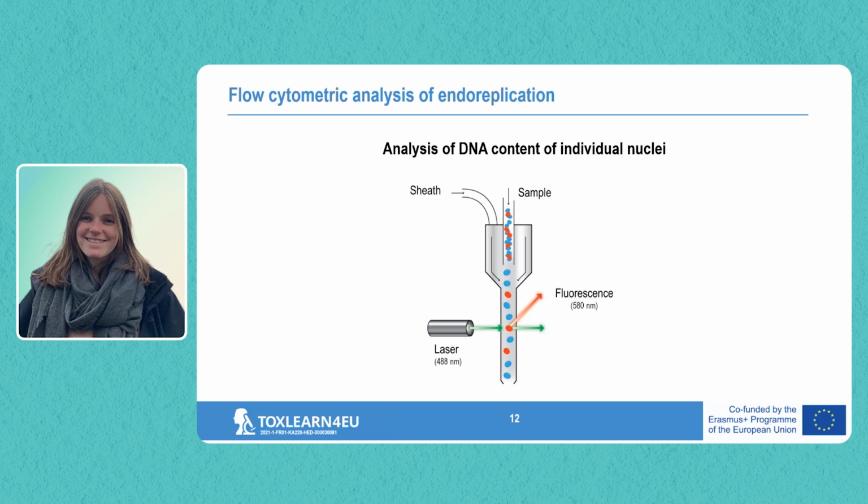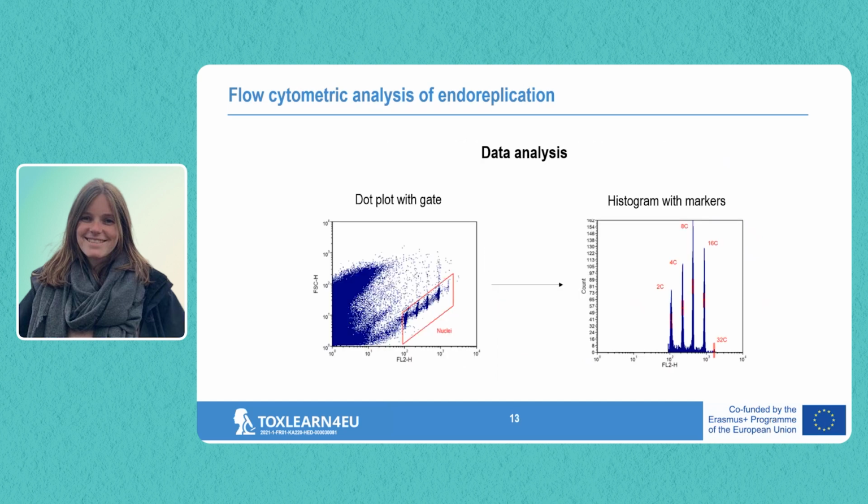And then we measure, first of all, the forward scatter, which tells us something about the size of the particles. And we also measure the fluorescence intensity of propidium iodide. And this we do at around 580 nanometers. So we use a detector appropriate for that.